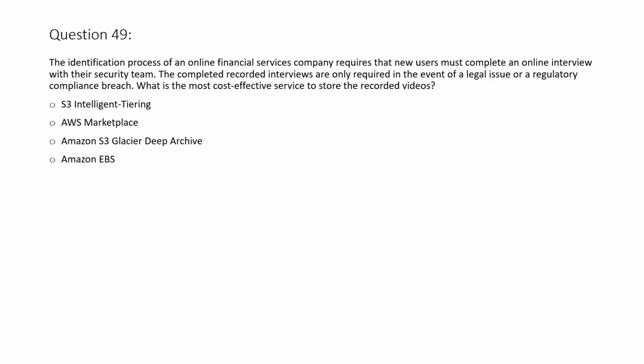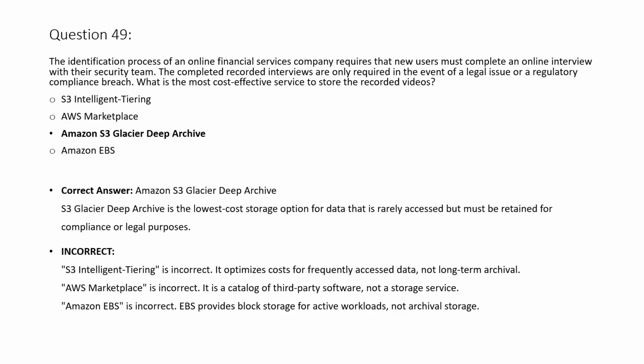Option A, S3 Intelligent-Tiering. Option B, AWS Marketplace. Option C, Amazon S3 Glacier Deep Archive. And option D, Amazon EBS. So the correct answer is Amazon S3 Glacier Deep Archive.